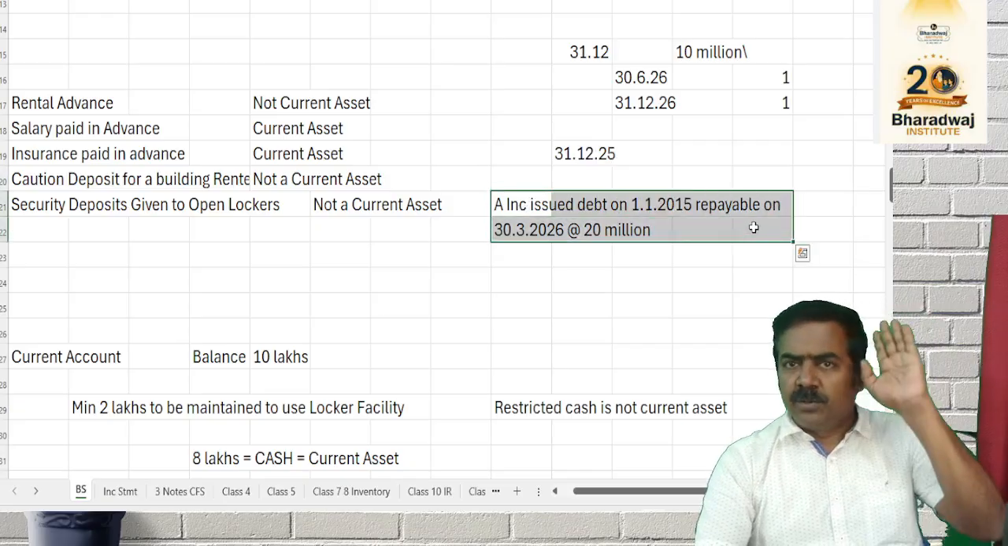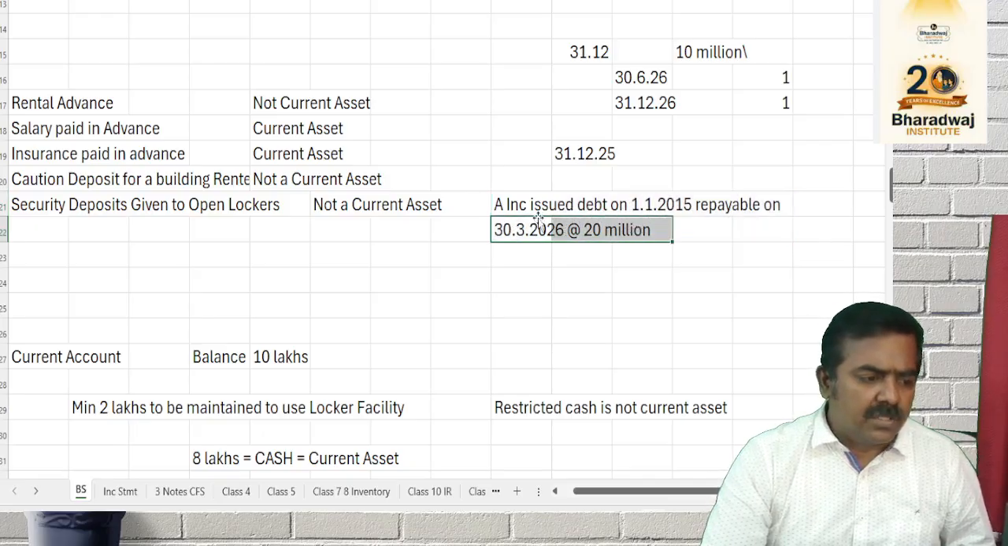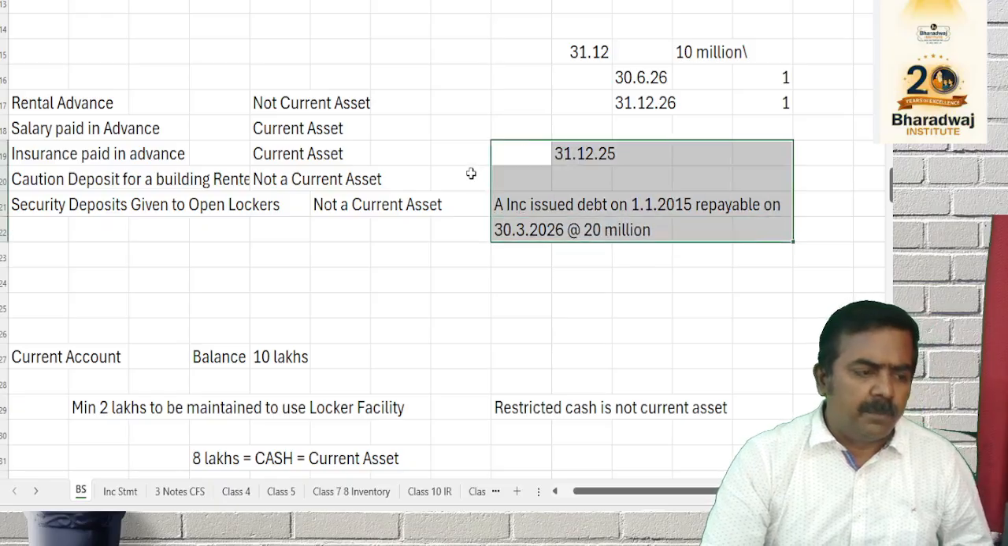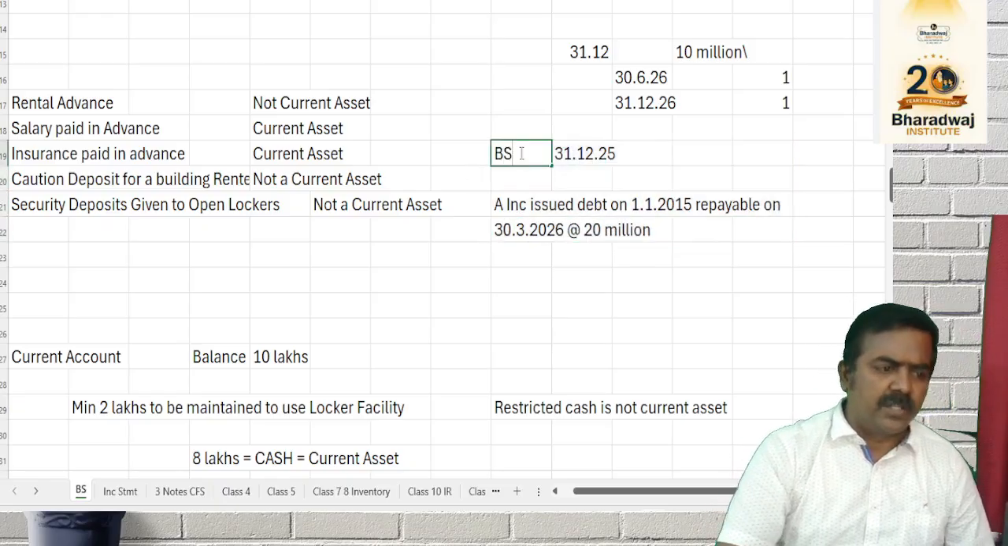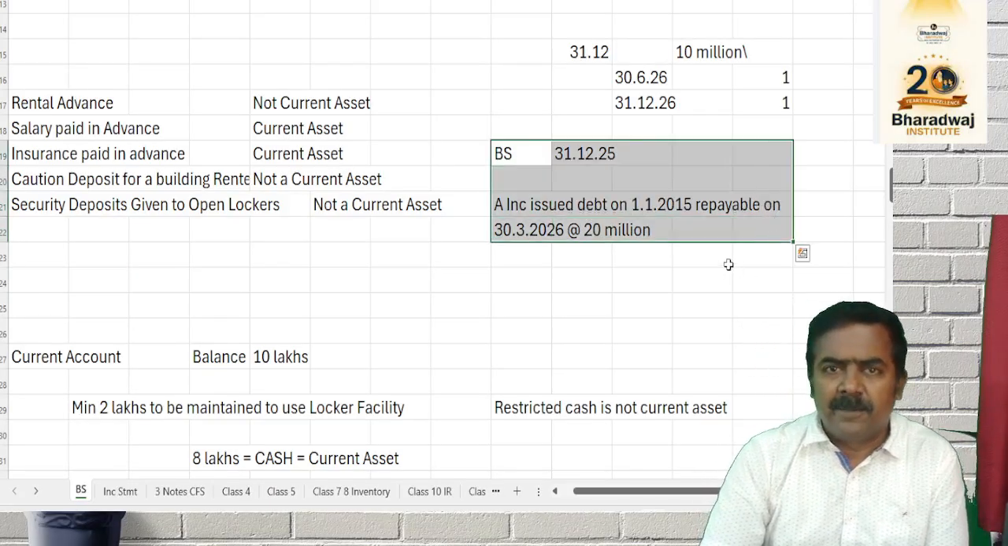We issued debentures in 2015. It is repayable on 31/3/2026, 20 million we need to repay. We are preparing the balance sheet on 31st December 2025. Will it be called a long-term liability or a short-term liability?